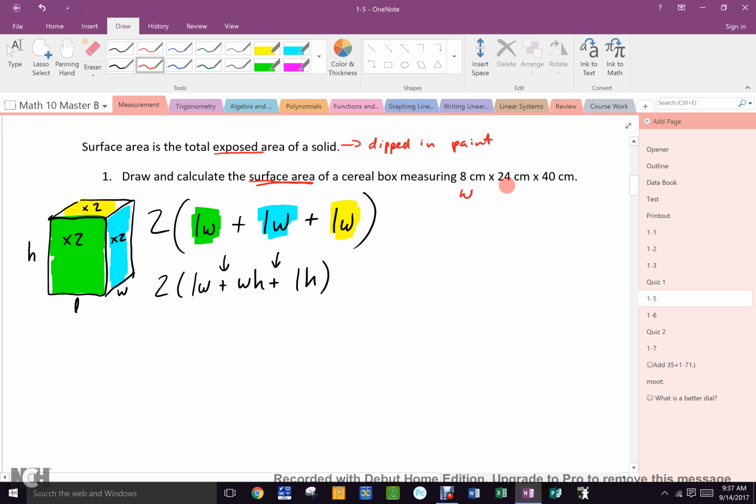Now, what does it make sense for L? I got this long one and I got this one. You guys know what a cereal box looks like. There's my L. What should I make it? 24 or 40? 24, the way I drew it. And that makes that H, yes? Now, is it possible to get it wrong? It really isn't, is it?